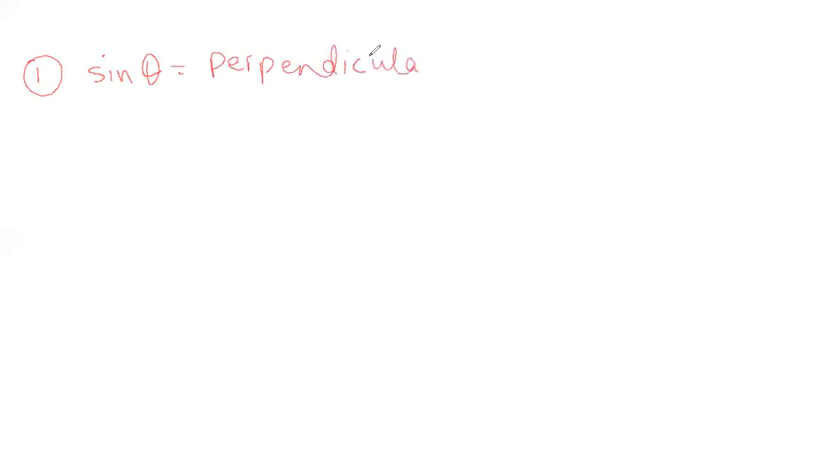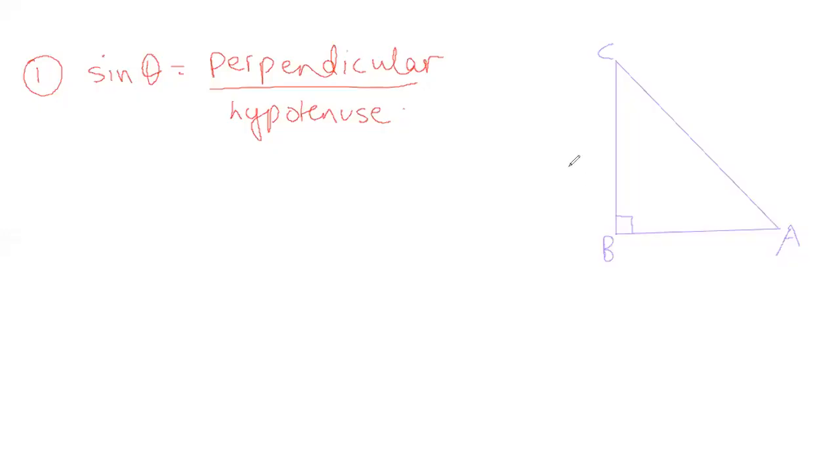Now what do I mean by perpendicular upon base? Perpendicular upon hypotenuse, pardon. So sine theta is equal to perpendicular upon hypotenuse. Now I'm going to draw a figure. Once we have drawn a figure, we have labeled it as ABC. So this is known as the perpendicular, this is known as the base, and this is known as the hypotenuse.